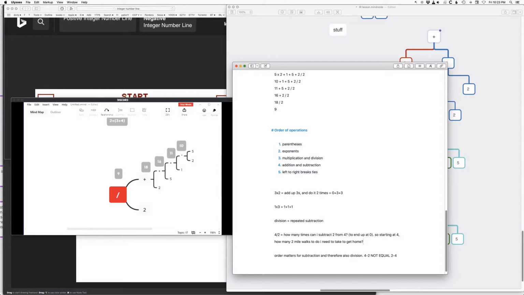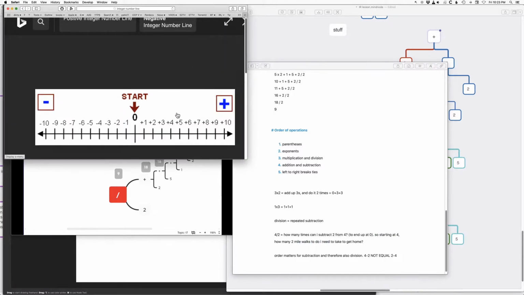Yeah. Okay, so the different way to look at 4 divided by 2 is with the number line. You start at 4, and then how many 2-mile walks do you have to do in order to get home? So division of 4 divided by 2 means 4 is our starting point, and we're doing walks in 2-mile chunks. We walk 2 miles at a time. So it's how many walks do we do? Yeah. 1 walk, 2 walks, and then we get home. And normally we walk to the left. We start over here in the positives and we walk left.